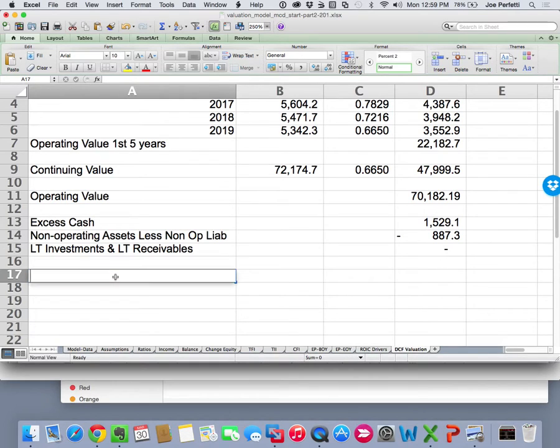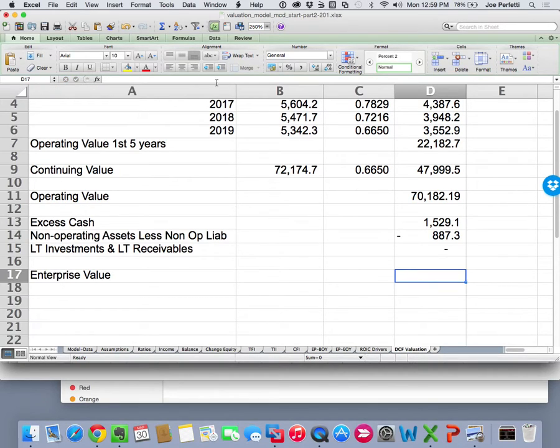When I add the operating value to the non-operating value, I get the forecast of the enterprise value. So I'm going to sum those up from D11 through D15. That gets me the forecasted enterprise value for McDonald's.